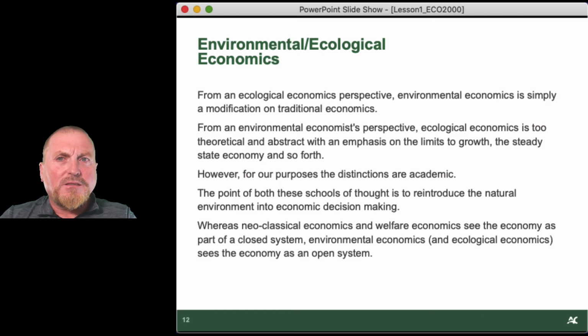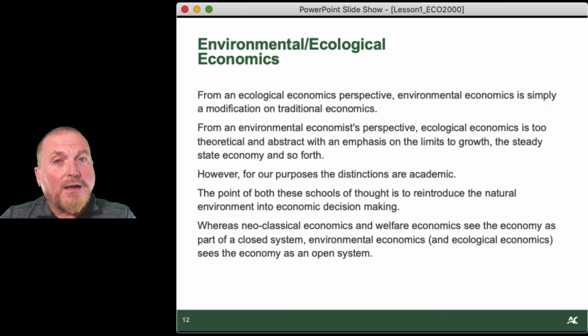Ecological economics tends to focus on things like limits to growth, the steady state economy, and so forth, which is on your reading list, right? But environmental economists focus on a more specific question, okay? And for our purposes, the distinction is not a hugely significant issue. The point of both of these sub-schools, ecological economics and environmental economics, is that they want to reintroduce the natural environment into economic decision making, okay?